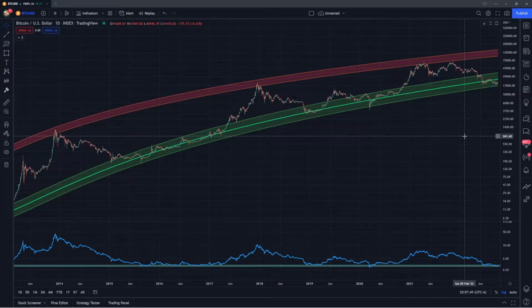Today I'm going to be providing a long-term market analysis for Bitcoin using the logarithmic regression curves. I've got two charts that I really want to dive into, and I'll be talking about some of my takeaways for Bitcoin into the next few months.